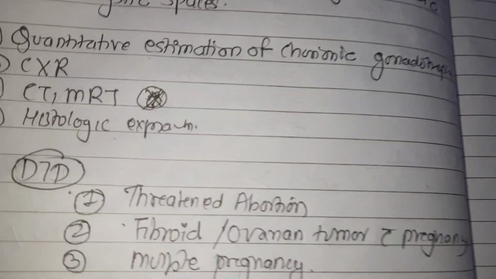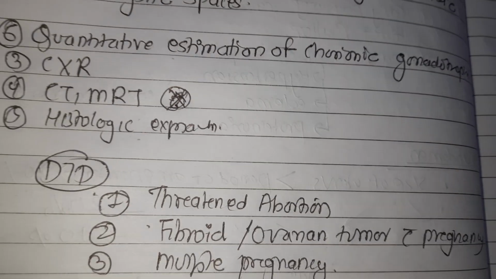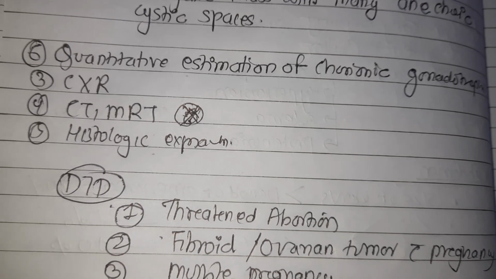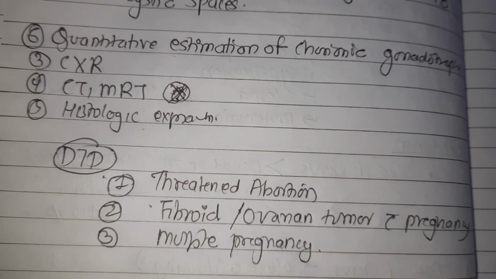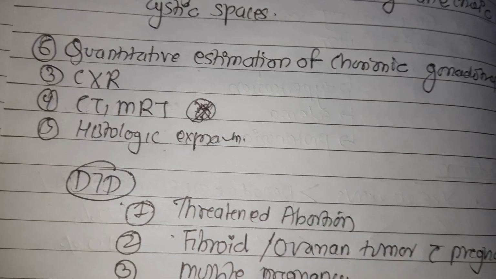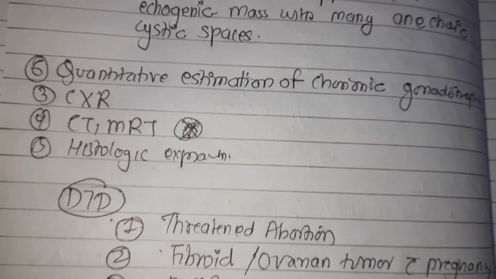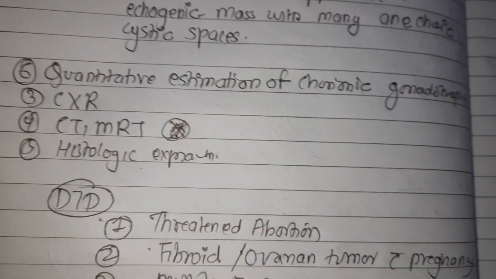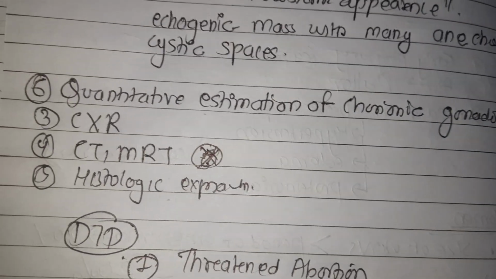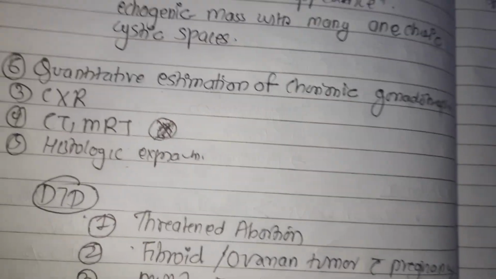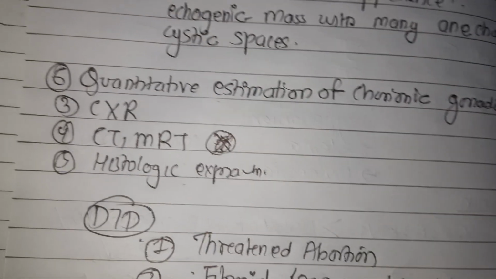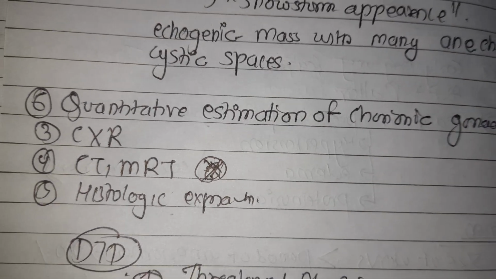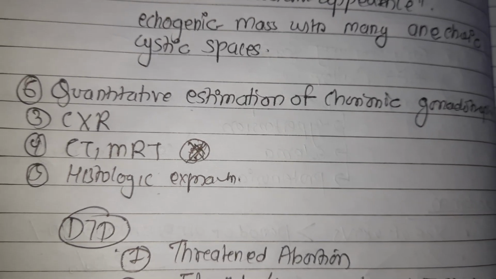Chest radiograph should also be carried out routinely for evidence of pulmonary embolization even in the benign mole. The CT and MRI, the routine use of these is not recommended. We will not do them routinely. And the definitive diagnosis is made by histological examination of the products of conception. And we can see the hydatidiform mole showing the hydropic degeneration of the villus stroma in the histopathology.